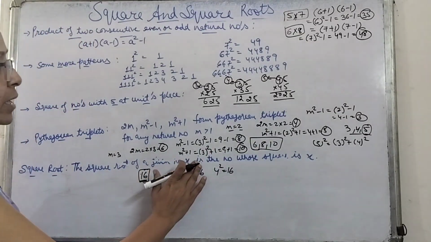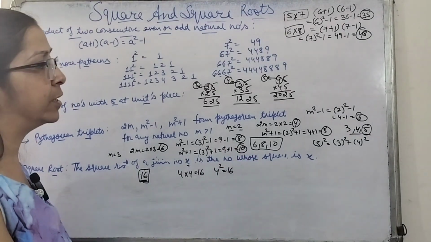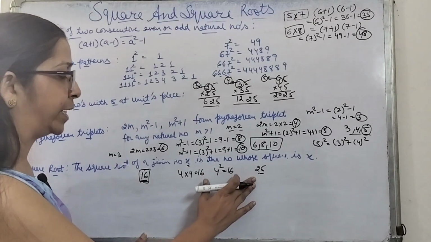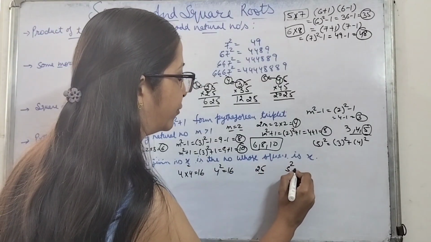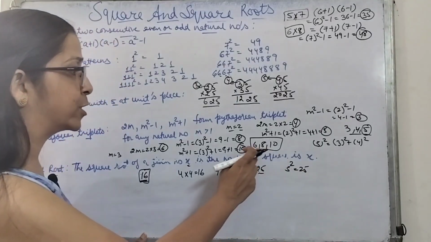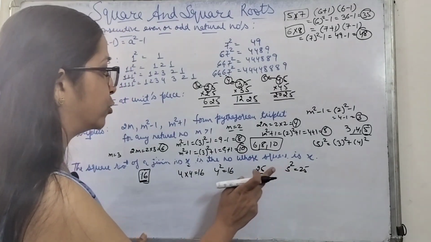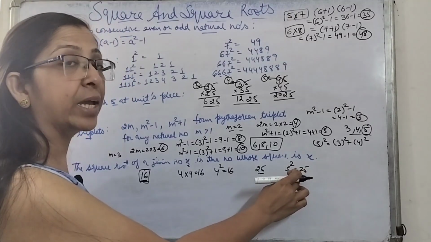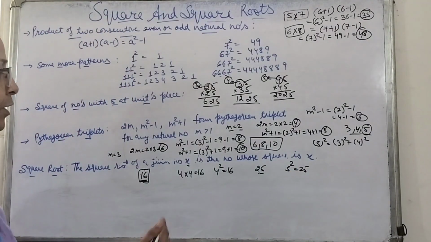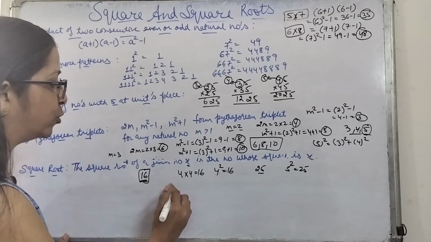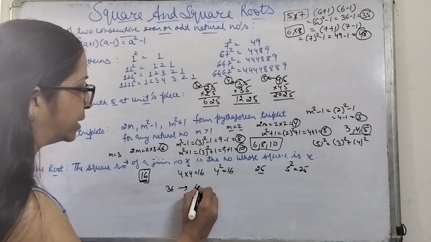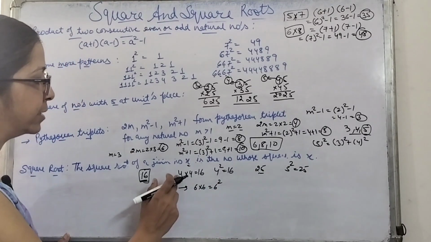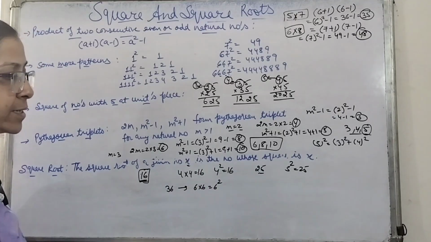So the square root of a given number x is a number whose square is x. Suppose I am saying 25. If we have to find the square root of 25, we know that the square of 5 is 25. That's the reason square root of 25 will be 5. Similarly, if I take an example of 36, we know that 36 could be written as 6 multiplied by 6, or we can say square of 6 is 36. So we'll say that square root of 36 will be 6.